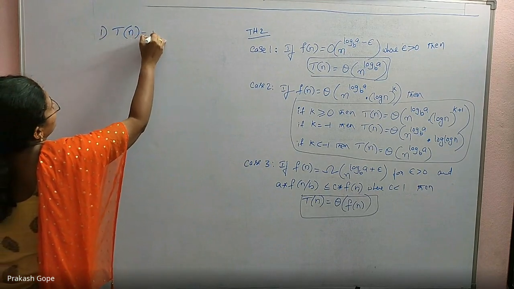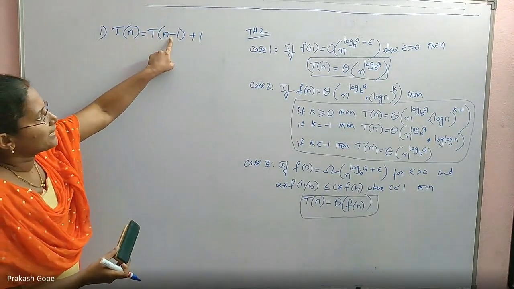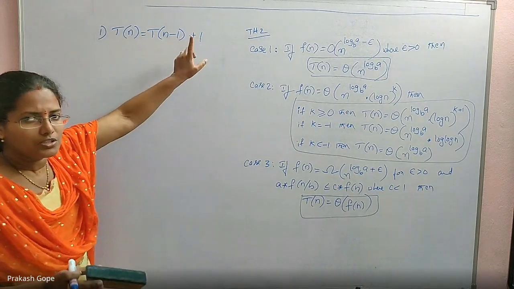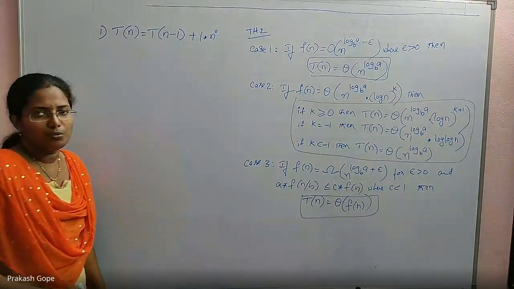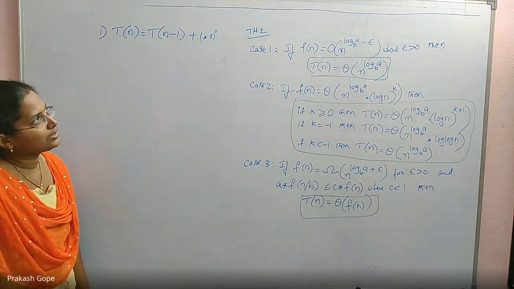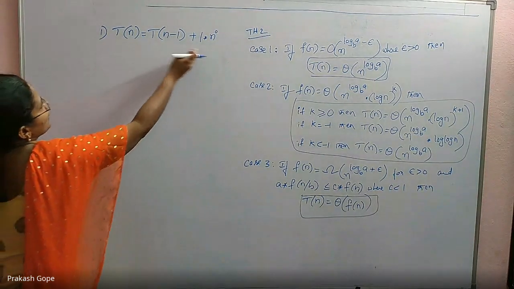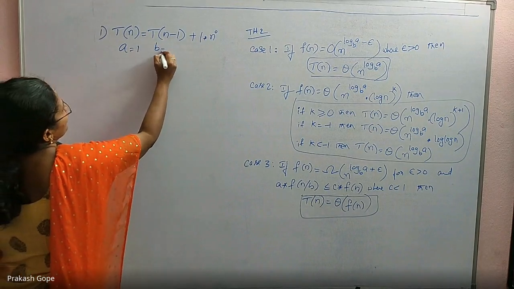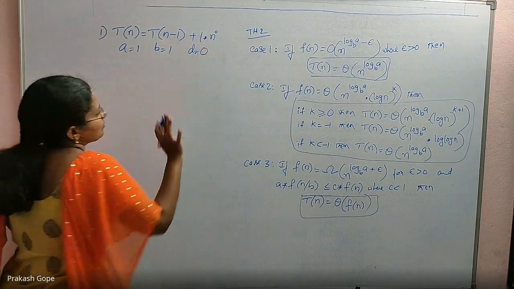T of n is equal to T of n minus 1 plus 1. It is decrease and conquer, plus 1, or c, whatever constant. That constant into n power 0, you can keep it, no problem. Now it looks in terms of n power d only. I'm not changing the f of n function. N power 0 is anyway 1, right? So in this, the a value, what is present in front of T, is 1. The b value, n minus b, is also 1. And n power d, d is 0. Okay, it's clear.